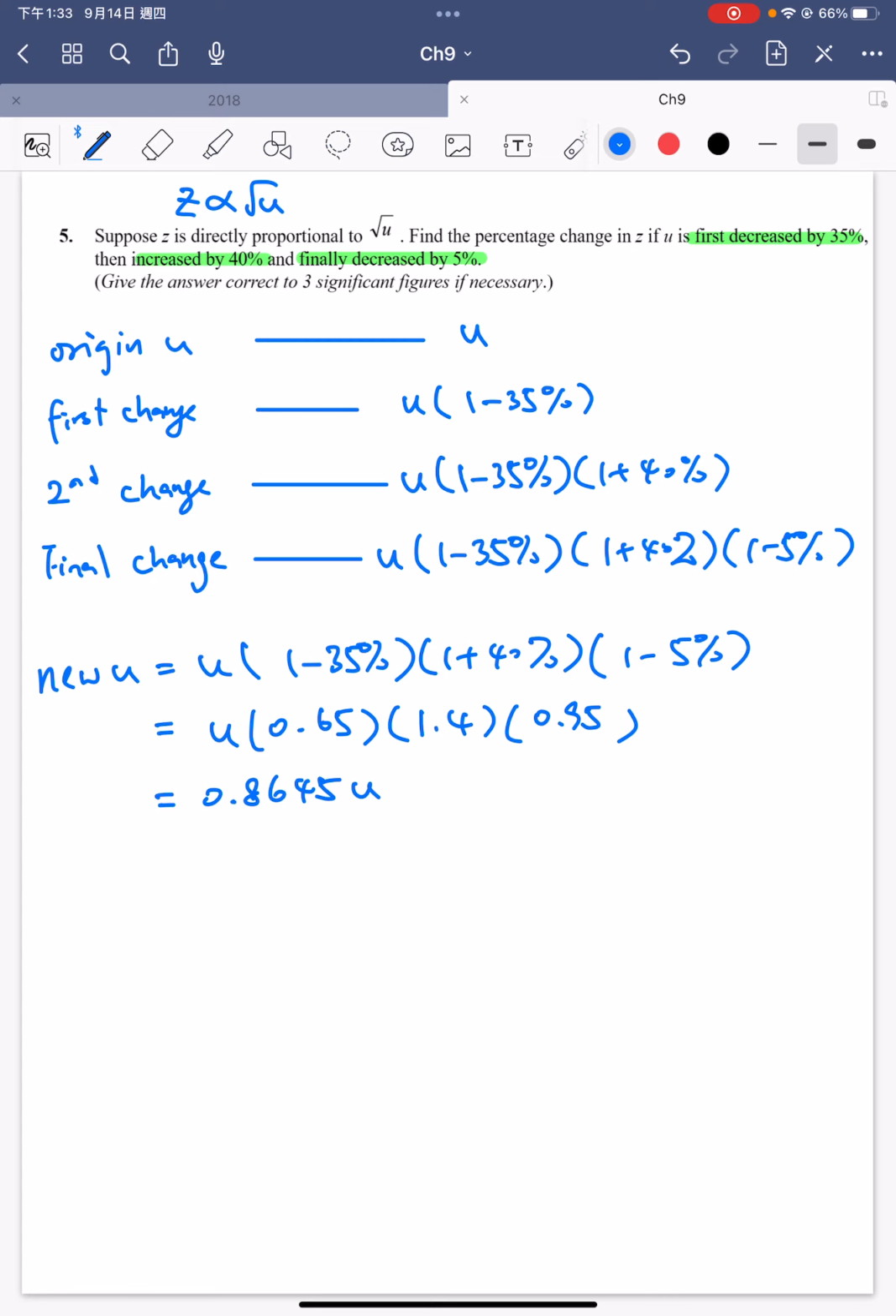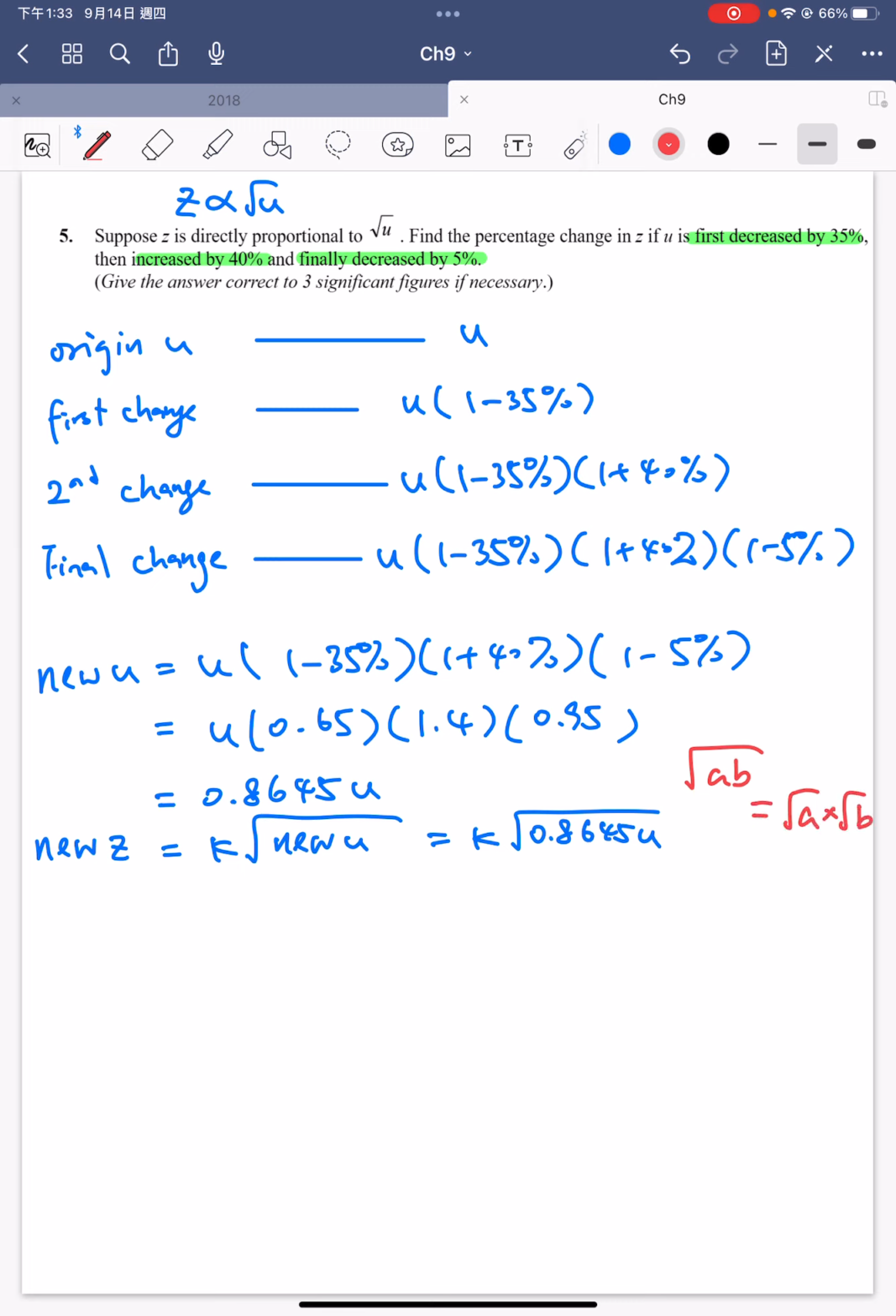Because we are going to find the percentage change in z, now we need to find our new z. The new z is actually equal to k times the square root of the new u. So this is equal to k times the square root of 0.8645u. Then if we use the formula that the square root of AB is equal to the square root of A times the square root of B, we can separate this to be k times the square root of 0.8645 times the square root of u. So this is our new z.